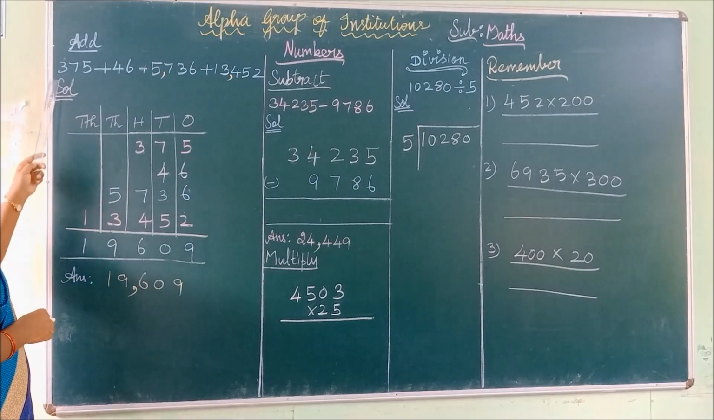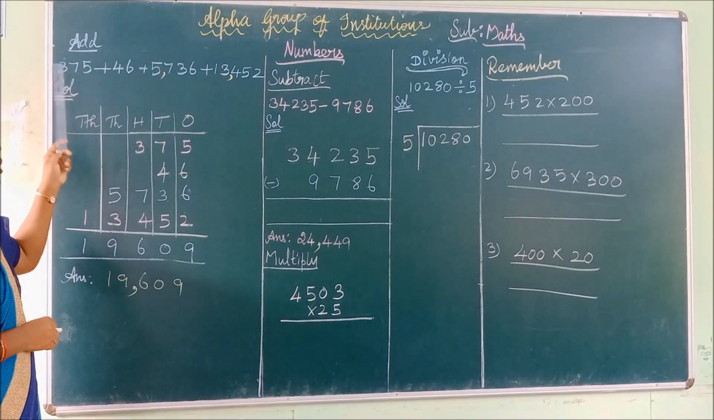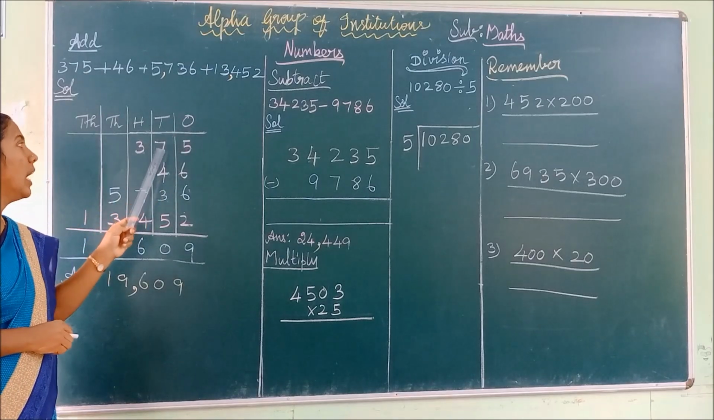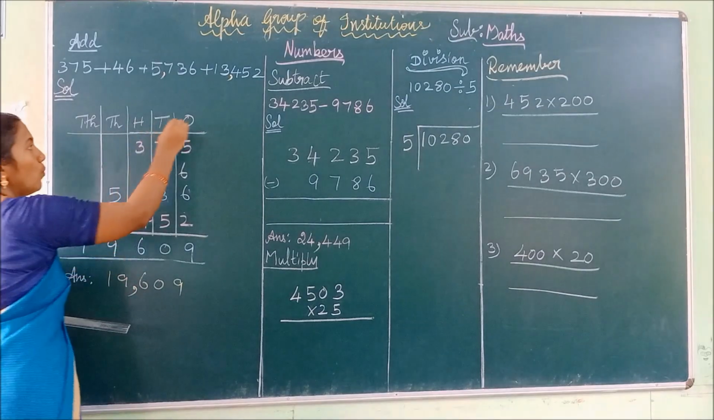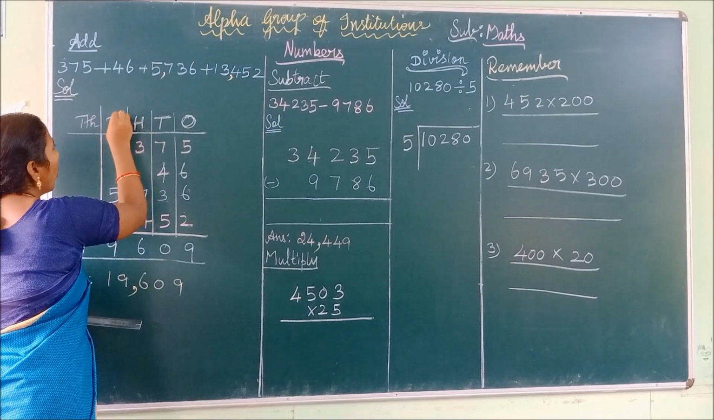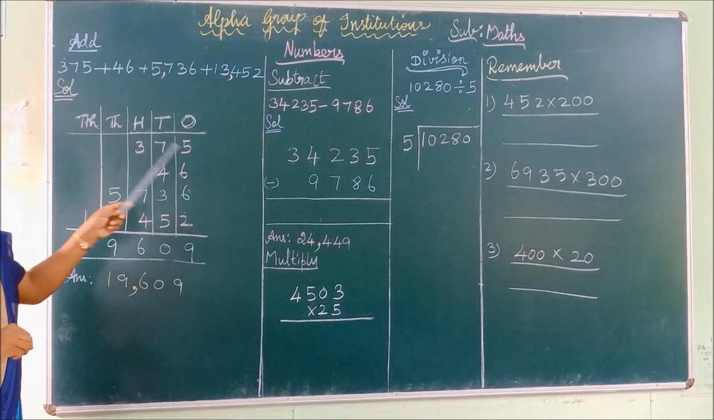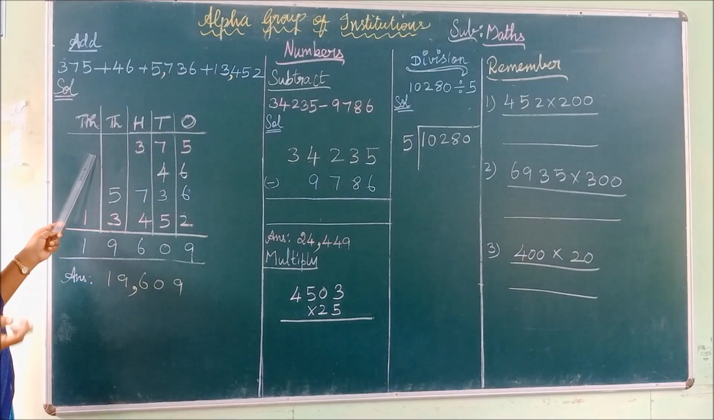Now we are going to arrange these numbers. First, you have to write the 375. While you are writing this number, you have to write the 5 in ones place, 7 in tens place, and 3 in hundreds place. Go for places ones, tens, hundreds, thousands, 10,000s. This is a 3-digit number, so we have only 3 numbers. Remaining places we don't have numbers.